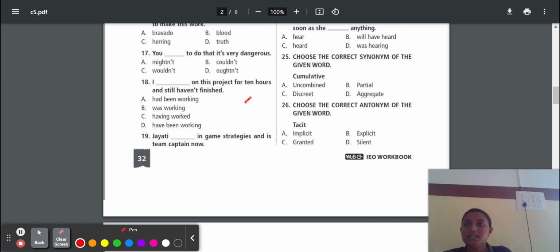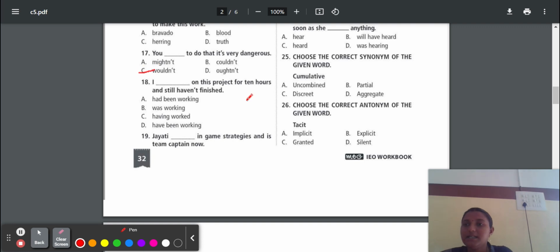Question number 17. You dash to do that, it's very dangerous. Option A, might not. Option B, could not. Option C, wouldn't. Answer for the question 17 is D. Option C, wouldn't.